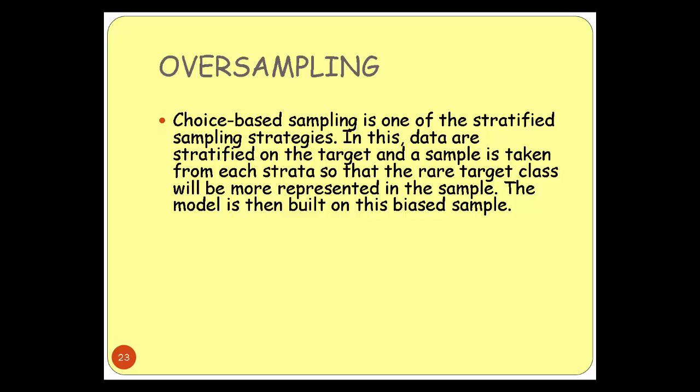Sometimes we have an incident of oversampling. Choice-based sampling is one of the stratified sampling strategies. In this, data are stratified on the target, and a sample is taken from each stratum so that a rare target class will be more represented in the sample, thus creating a biased sample. The effects of the input variables on the target are often estimated with more precision with the choice-based sample.